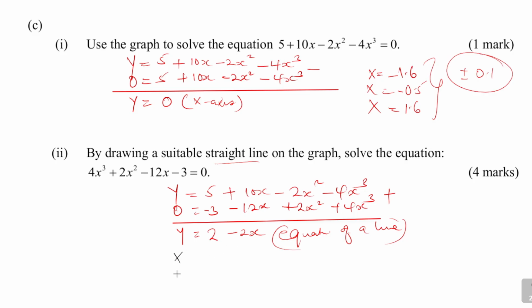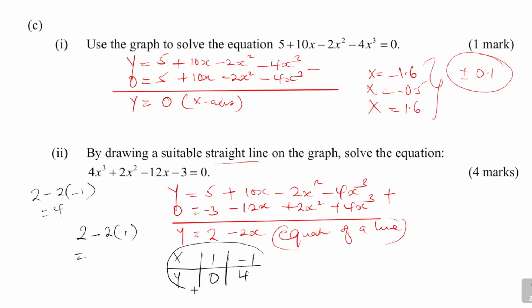For you to draw this line, you only require at least 2 points. 2 points are enough. I will choose x is 1, just substitute here. 2 subtract 2 when x is 1 gives 0. You're substituting x in this equation. Then you can choose x is negative 1. When x is negative 1, we have 2 subtract 2 times negative 1, which gives 2 plus 2, which gives 4. So these 2 points are enough to draw that line.